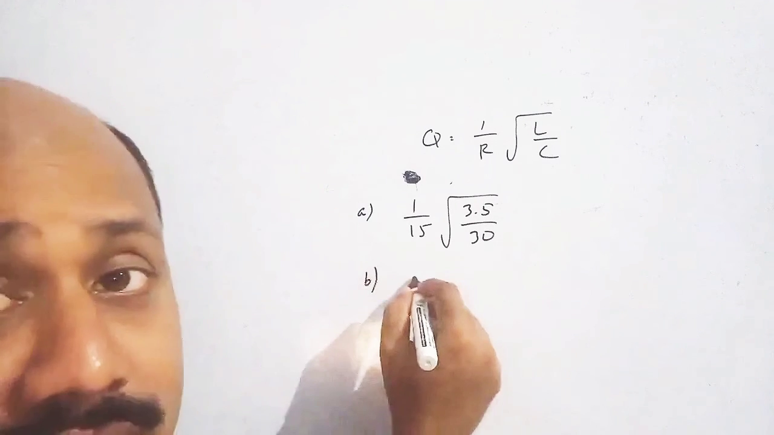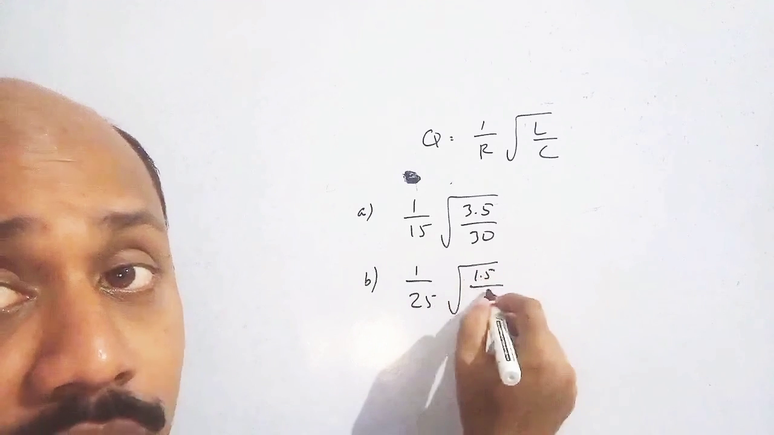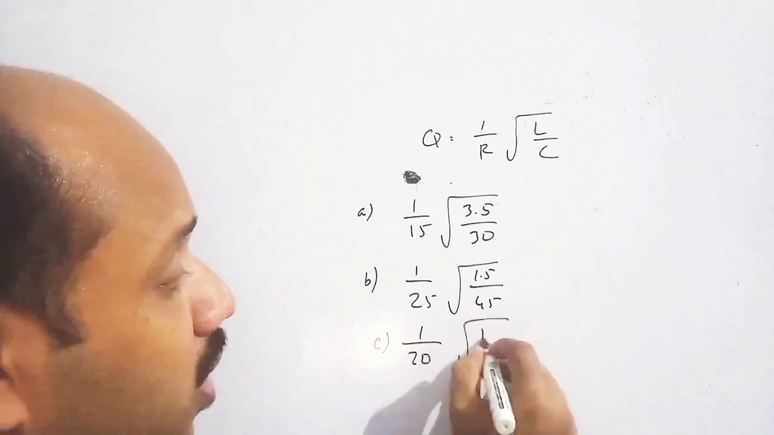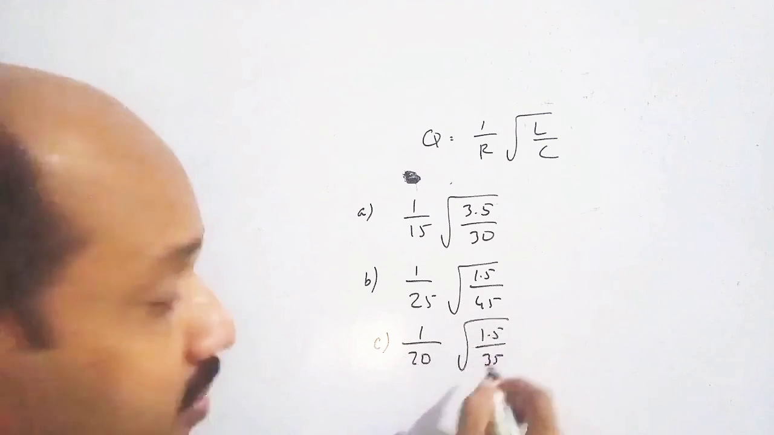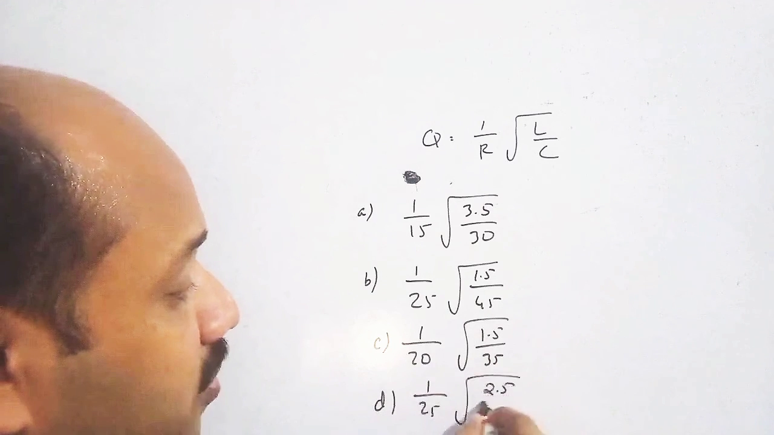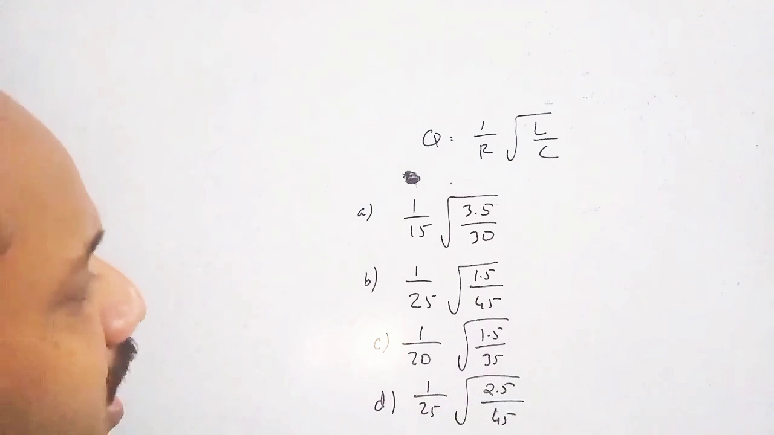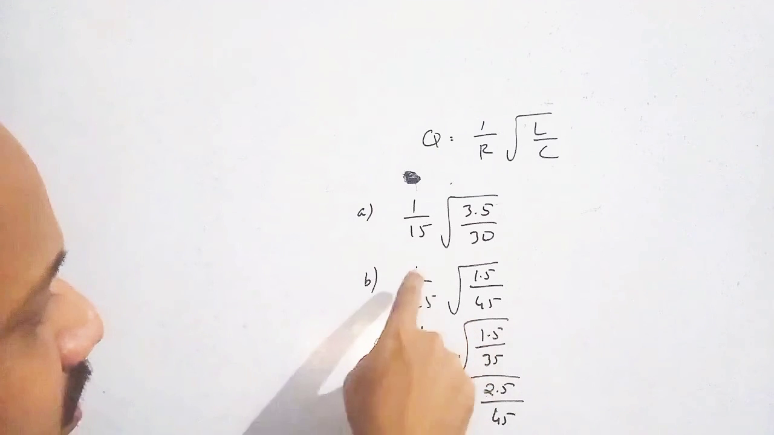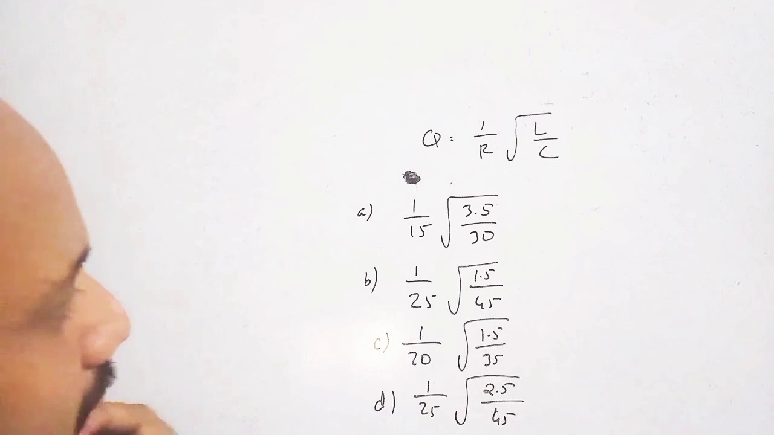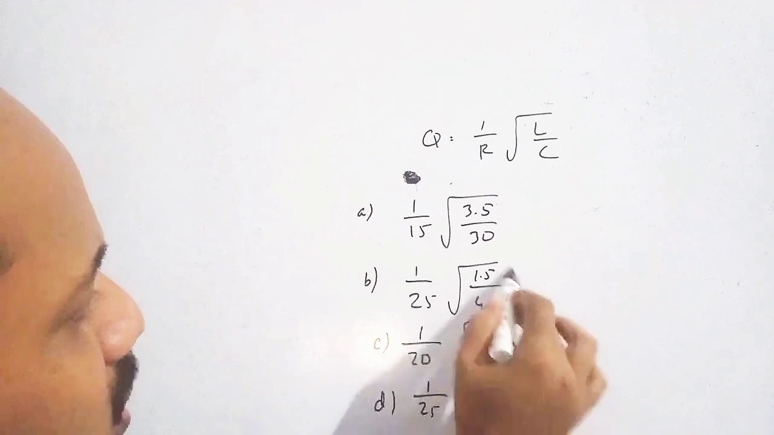Next one, B choice, it is 1 by 25 root 1.5 divided by 45. C choice, 1 by 20 root 1.5 divided by 35. D choice, 1 by 25 root 2.5 divided by 45. We need better quality factor. Now denominator is less, that is 15 and 20. Denominator less and numerator is more, right? In this case, 1 by 20, this denominator is more, right? In all these cases, denominator is more.